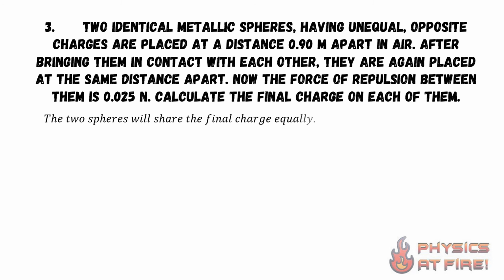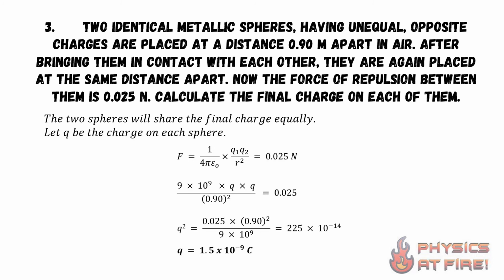The two spheres will share the final charge equally. Let Q be the charge on each sphere. F is equal to K Q1 Q2 by r square, that is equal to 0.025 newtons. That is, 9 into 10 raised to power 9, into Q square by 0.90 square, is equal to 0.025.